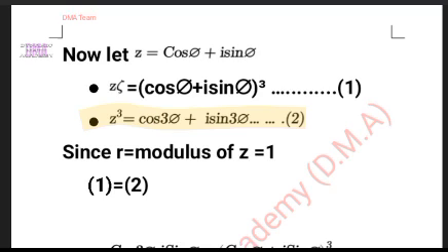Now people ask where has r gone to? Actually, r is the modulus of this complex number z, and the modulus of a complex number is simply the square root of the real part squared plus the imaginary part squared. So realize that the real part is cos theta and the imaginary part is sin theta. So cos square theta plus sin square theta will give 1, and the square root of 1 is simply 1. So that's why r is equal to 1, which is the modulus of the complex number. And 1 raised to the power of any number will still remain 1. Perfect.